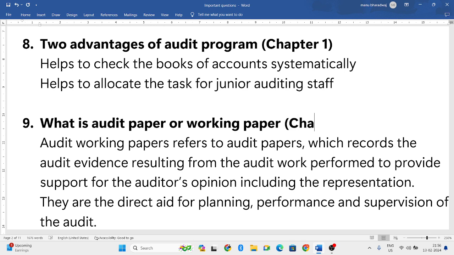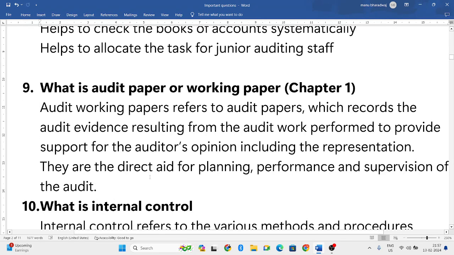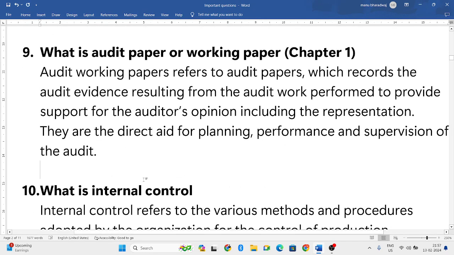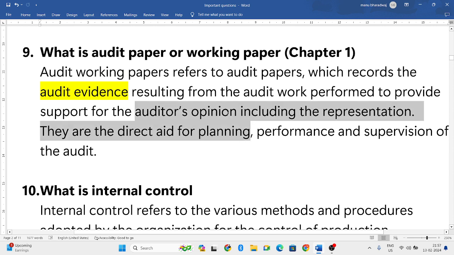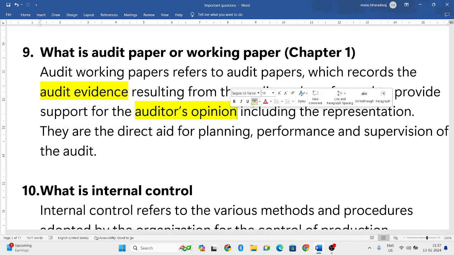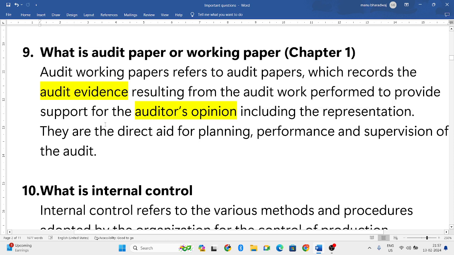Next, what is audit paper or working paper? This question is from chapter number 1. Audit working paper refers to audit papers where the audit evidence is recorded. While you're performing the audit, you will collect certain evidence. That evidence will be recorded here, so that while forming an auditor's opinion, this acts as a support. They even provide insights for planning, performing, and supervision of the audit.